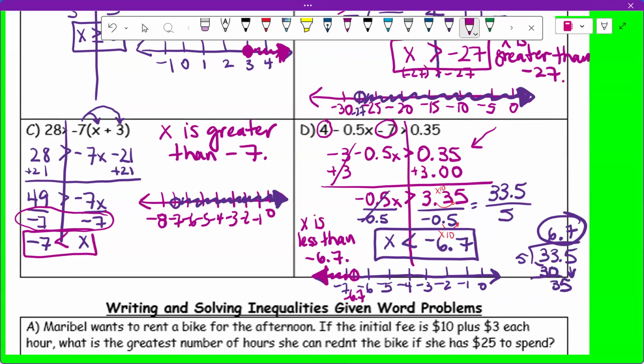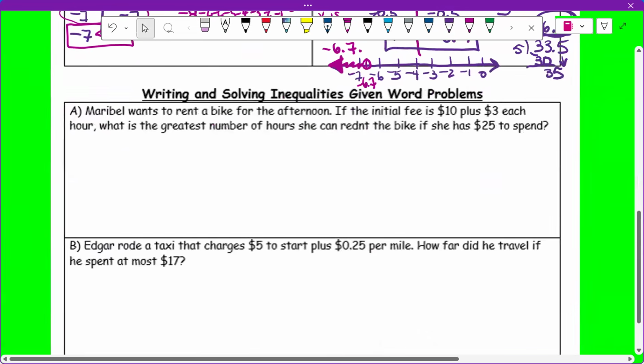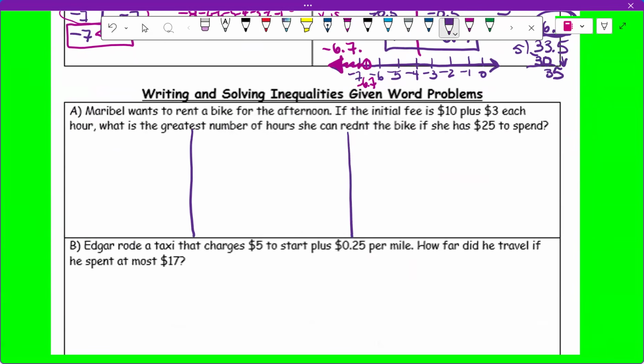All right. Let's try some word problems now. So with word problems, again, we're going to set up our 3 boxes method. If you don't remember, the first box is for information we know, what we're going to find, and then our work. Maribel wants to rent a bike for the afternoon. If the initial fee is $10 plus $3 each hour, what is the greatest number of hours she can rent the bike if she has $25 to spend? I'm not sure why there's a D there.